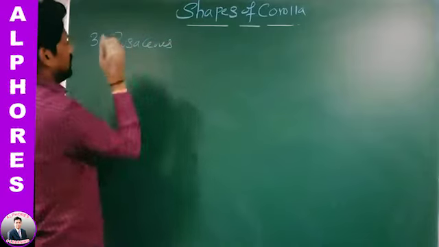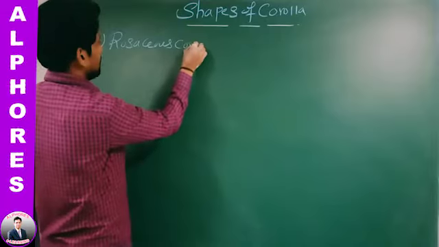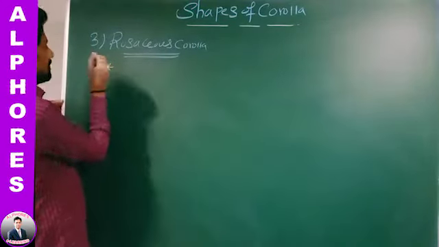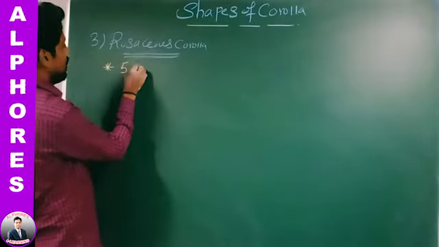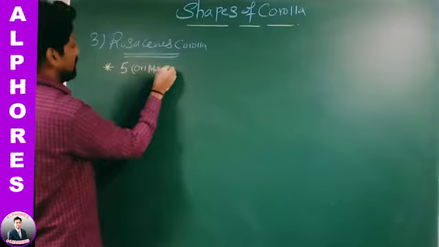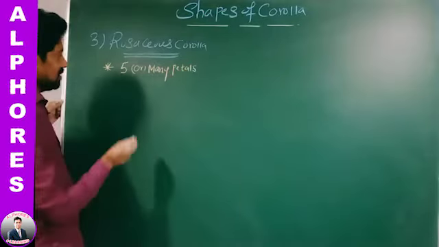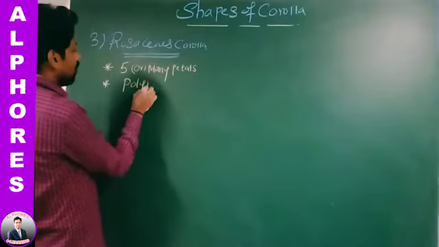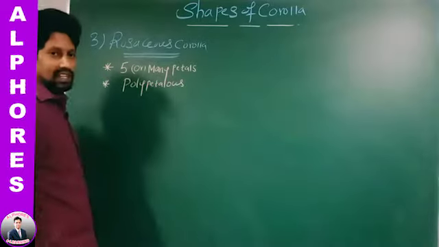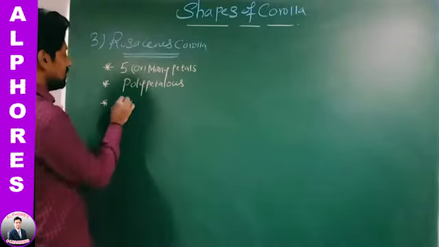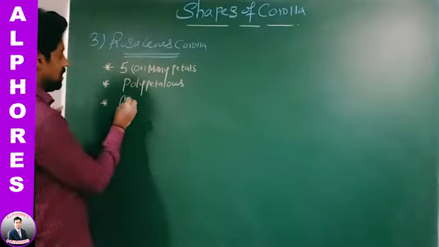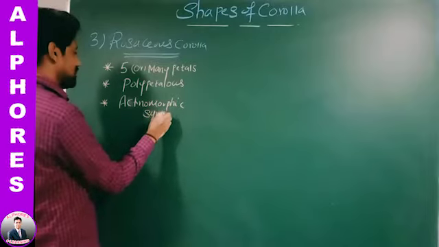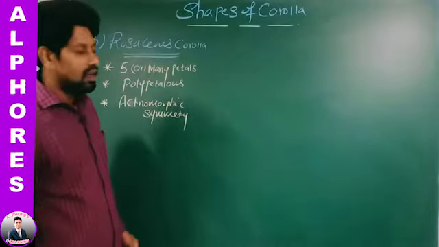Rosaceous corolla. Here also, how many petals are present? Here the number of petals may be five or many petals. Did you see a rose flower? In a rose flower, petals are free. Therefore, what is the condition? Polypetalous condition. This rosaceous corolla is also seen in flowers which show actinomorphic symmetry.